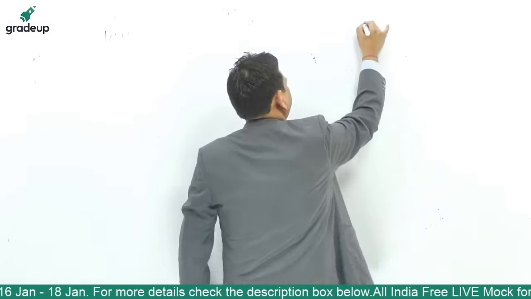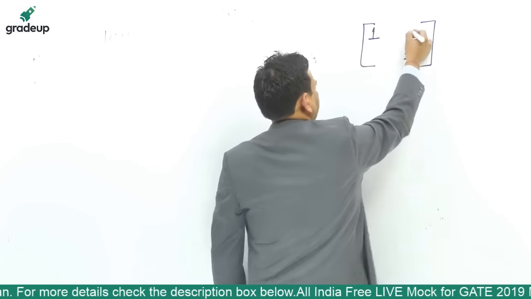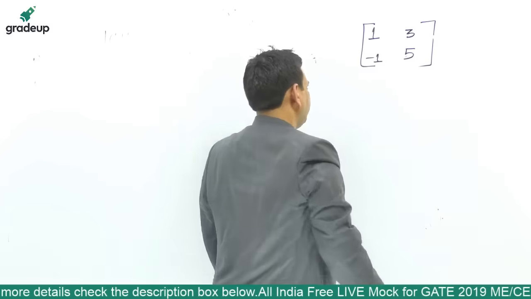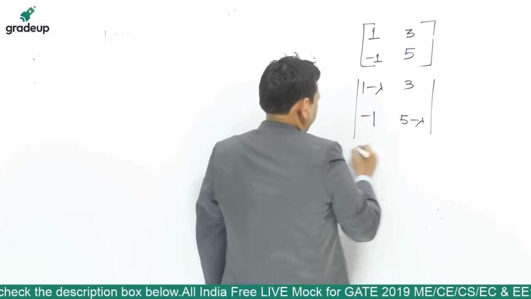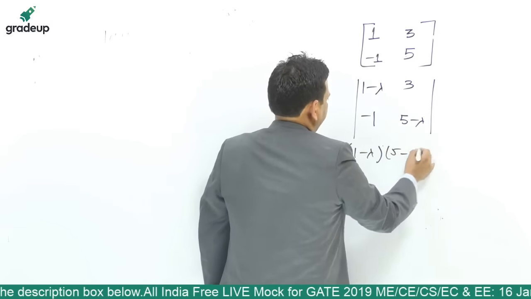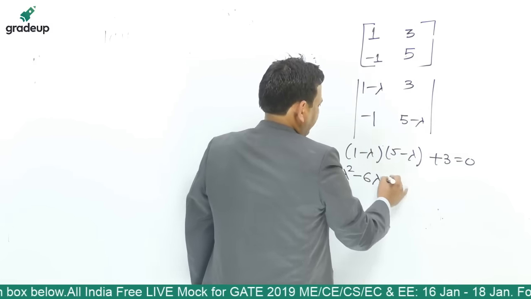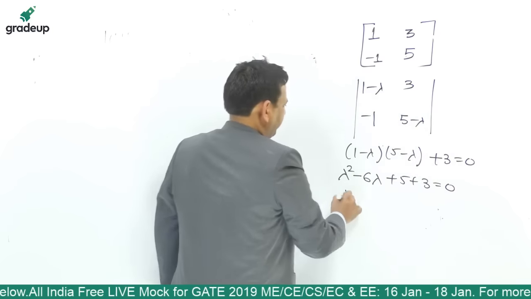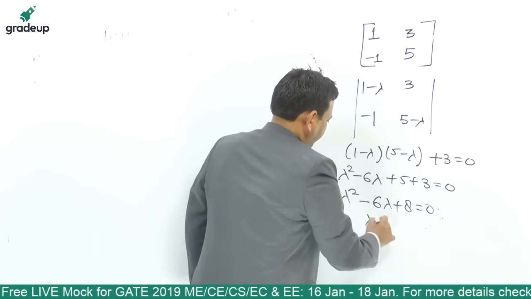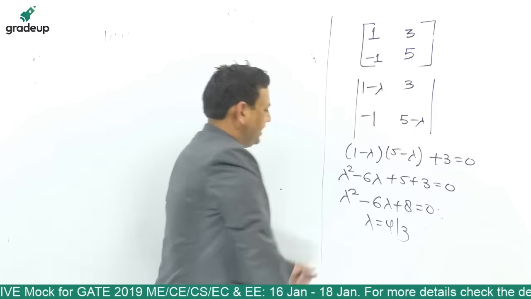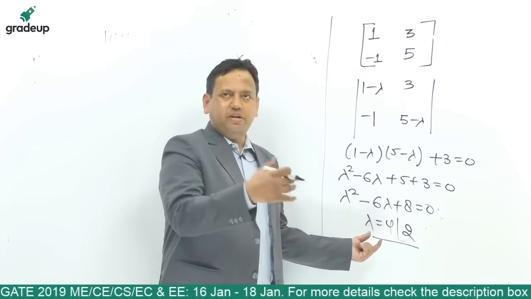Now suppose a matrix is given as this one. Now we will write 1 minus lambda, 3, minus 1, 5 minus lambda. So it would be (1 minus lambda)(5 minus lambda) plus 3 equal to 0. So it's lambda square minus 6 lambda plus 5 plus 3 is equal to 0. So lambda square minus 6 lambda plus 8 is equal to 0. So lambda is equal to 4 and 2. So this is the first thing. Now there is another method to calculate lambda. I will discuss that later on.